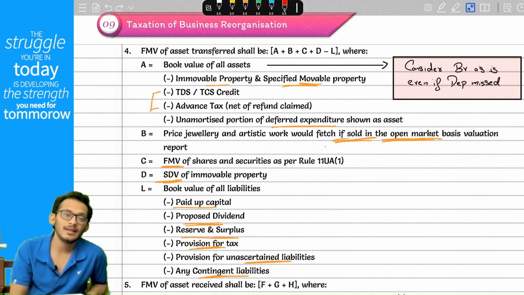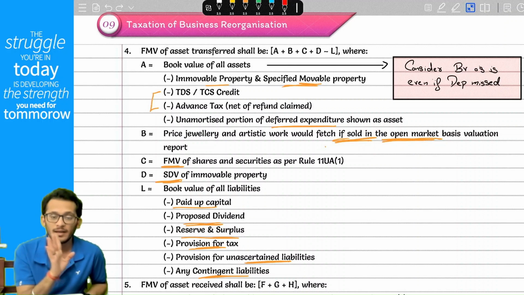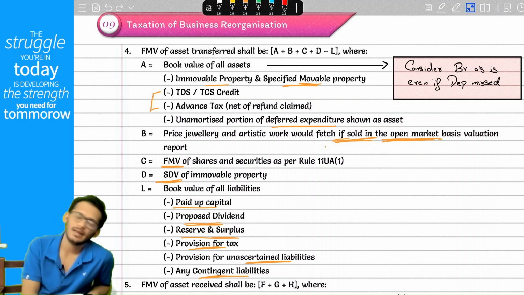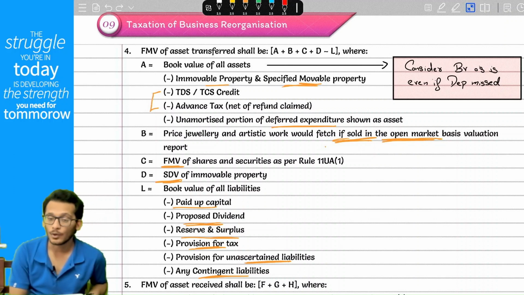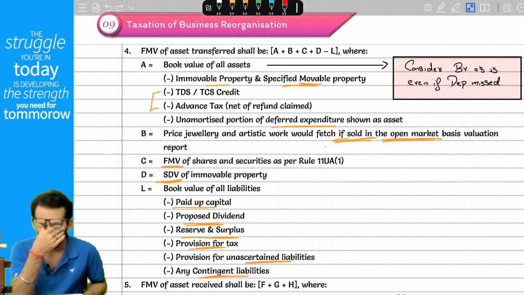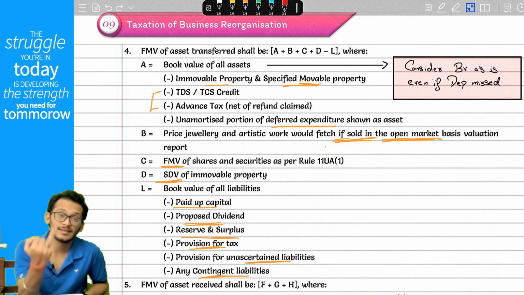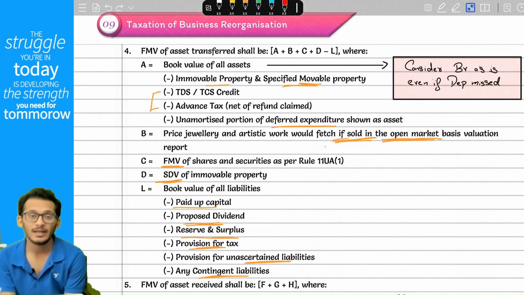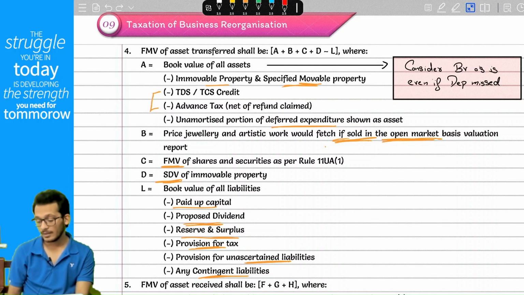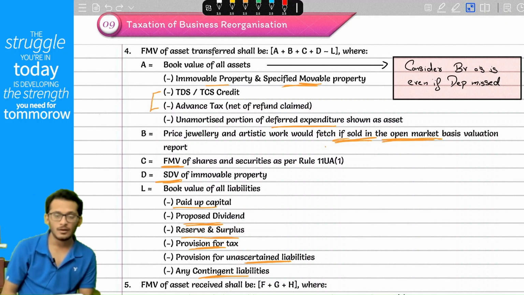If the asset is jewelry and all those things, then you have to take it at fair market value. So if it is jewelry, take fair market value. If it is immovable property, take stamp duty value. Every other asset you can take at book value. But you will have to remove any tax related components, like advance tax, TDS, any kind of provision for tax. All those things have to be removed, and then remove any deferred revenue expenditures.